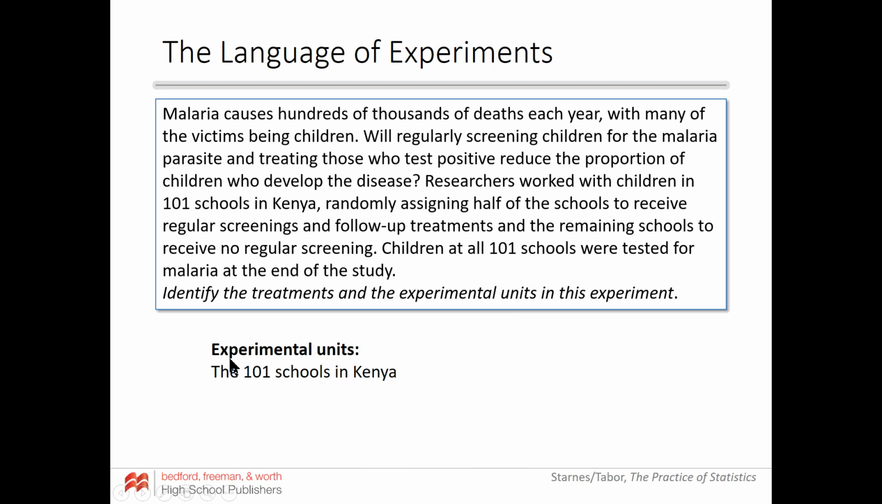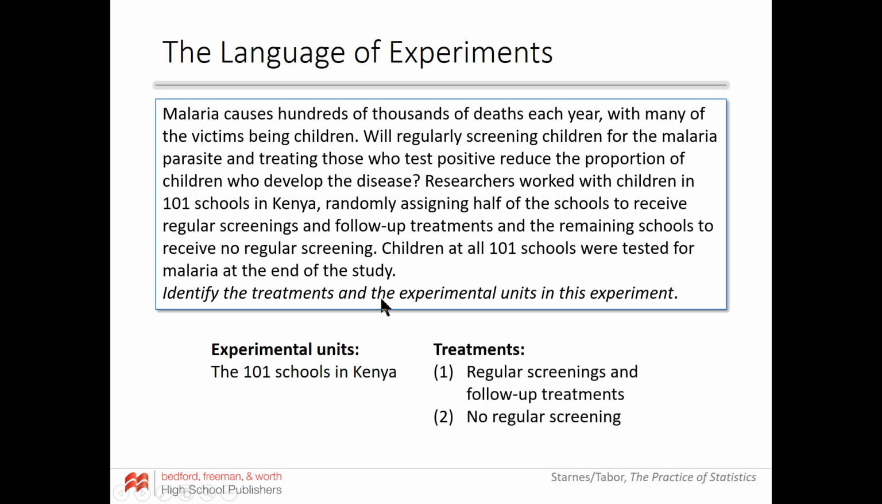The experimental units in this case is actually not the kids. That might be what you first thought. It's the 101 schools, because when we go back up here, it says we worked with children in the 101 schools and we randomly assigned half of the schools to receive regular screenings. So let me go here. The treatments are the regular screenings and the follow-up, or they're getting no screening, right? Those are the treatments, and they tell us that they're randomly assigning half of the schools to receive each. So it's tricky. The experimental units are actually the schools.